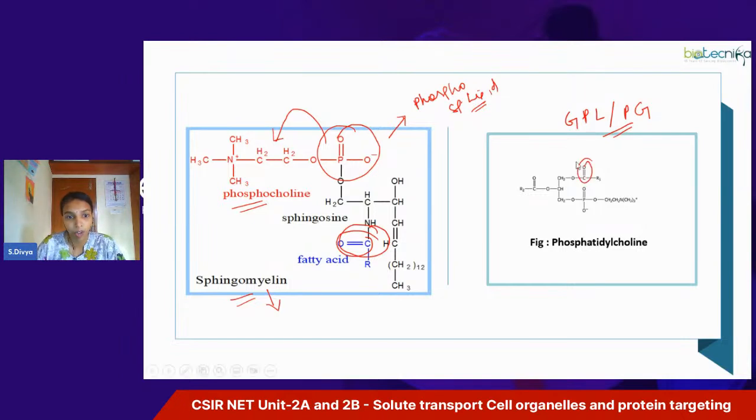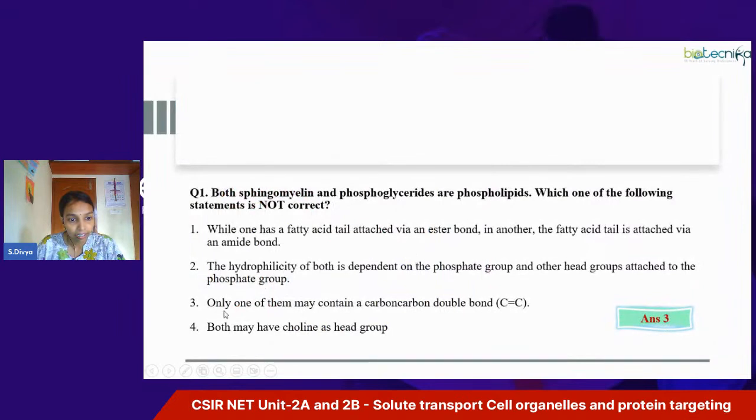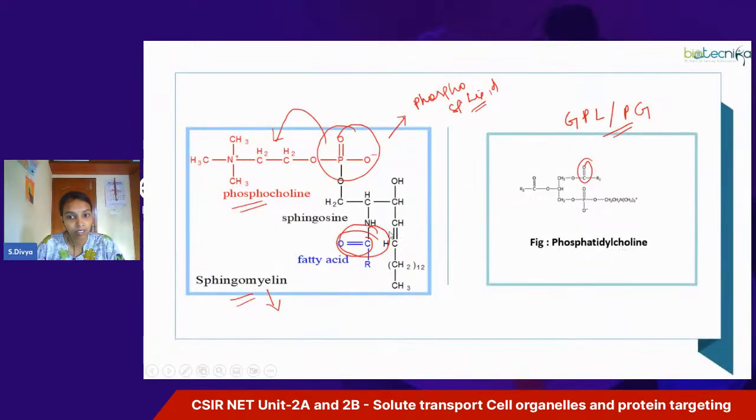So obviously both sphingomyelin and phosphoglycerides may contain the C=C double bond. That's why this is the incorrect statement over here. And the fourth statement says both may have choline as their head group. Yes, right? If you take into consideration the phosphoglycerides in general, you have an X group, and in that X group you add phosphatidylcholine, phosphatidylethanolamine, serine, etc. So this becomes the correct answer over here.